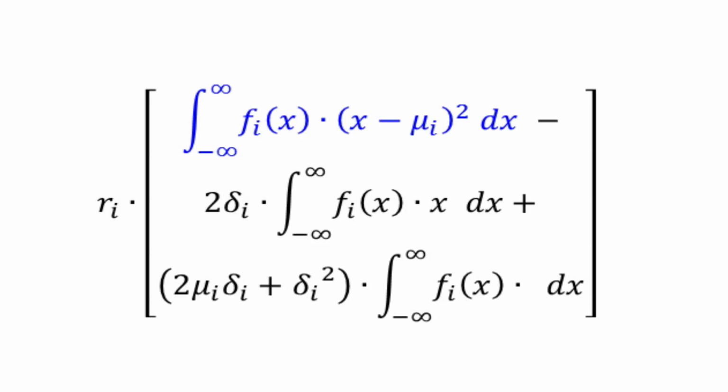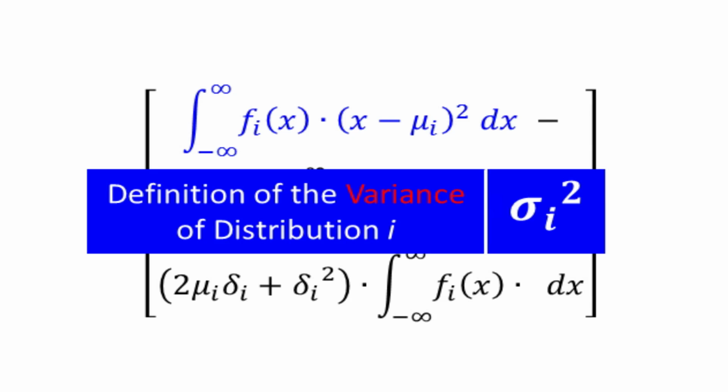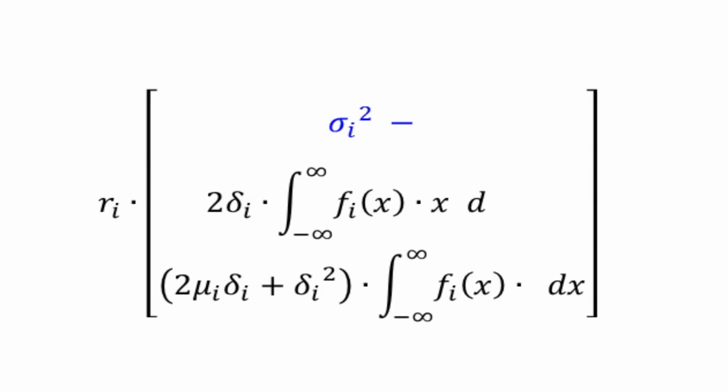Well, did you have some time to think? Here it is. It is simply the definition of the variance of distribution I, which we denote as sigma sub I squared. So let's take that out and substitute sigma sub I squared. Let's look at the next integral.